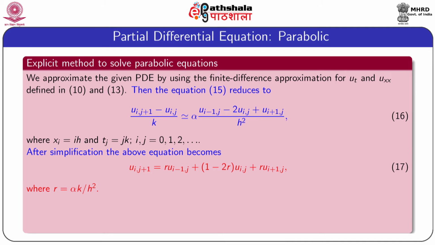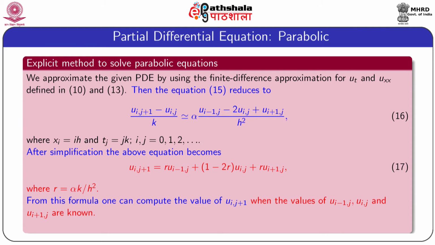So for this formula, one can compute the value of u at the mesh point (i, j+1) when the values u(i-1, j), u(i, j) and u(i+1, j) are known. These three values are present in the right hand side of equation 17. So if these values are known, then we can calculate the value of u(i, j+1) from equation 17. For this reason, this method is an explicit method.